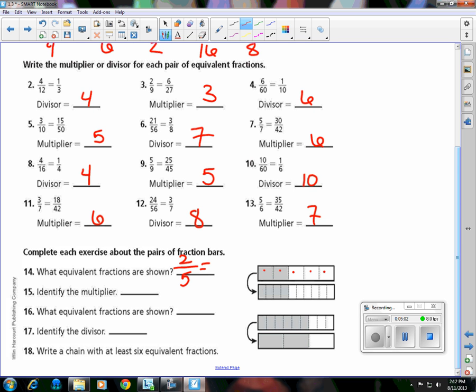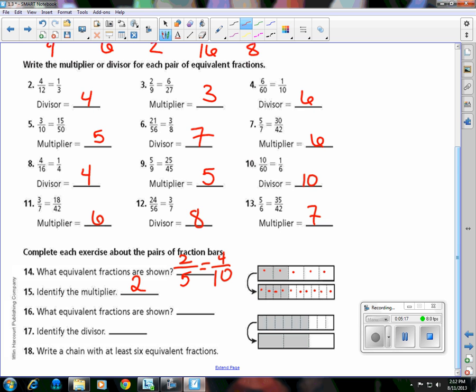And that's equal to 1, 2, 3, 4, 5, 6, 7, 8, 9, 10. How many tenths? Well, 4 tenths. Right, 4 are shaded. What's the multiplier? How do I get from 5 to 10? The multiplier would be 2, right?